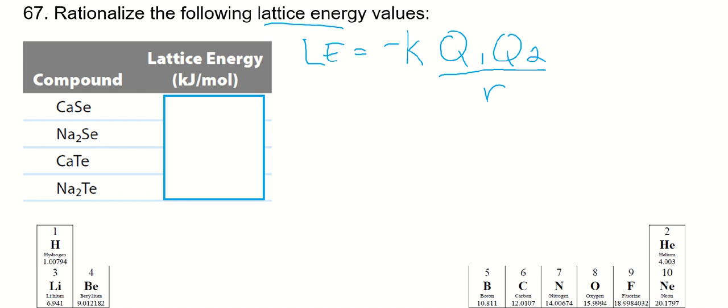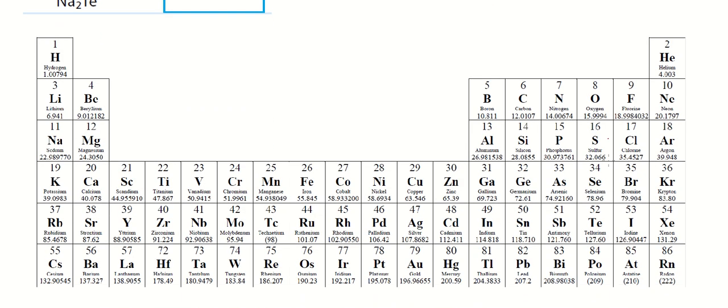All right, so let's compare, in our first test here, the first two compounds. The first two compounds have the same anion, the selenide anion. All these elements in group 16 are going to want to gain 2 electrons to achieve the octet rule. So their most stable ion will have a 2 negative charge.